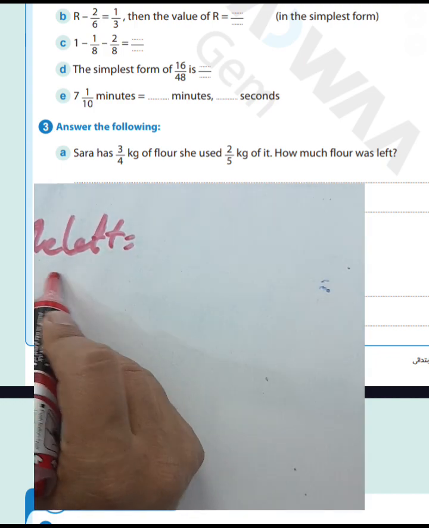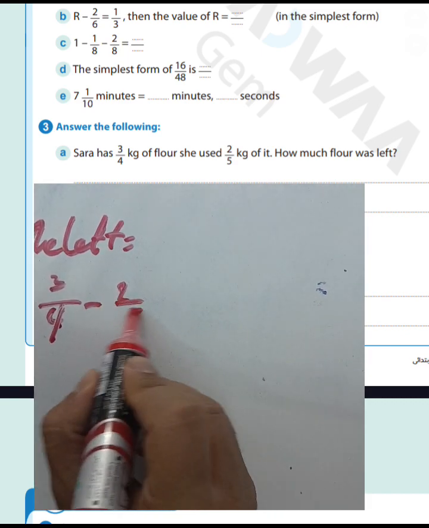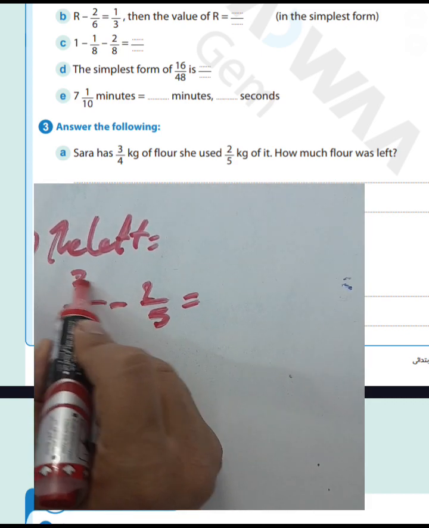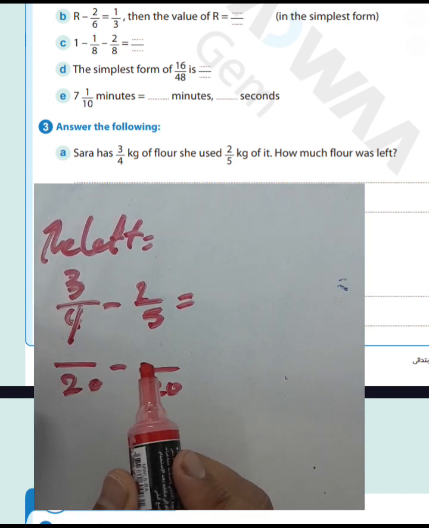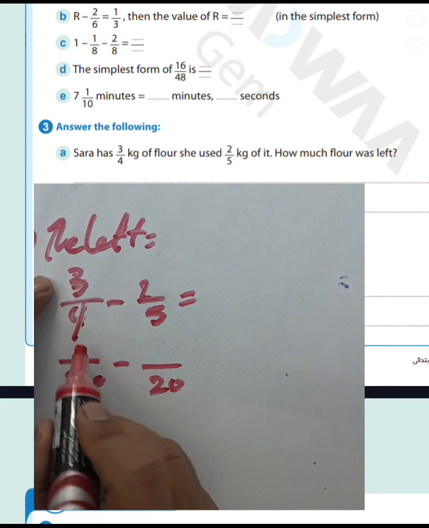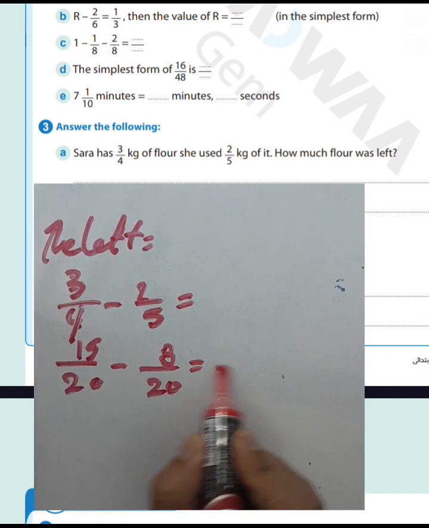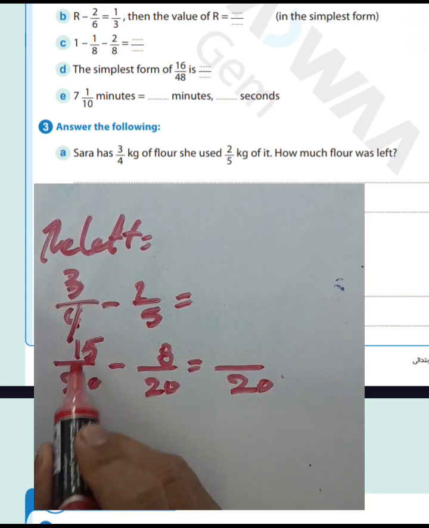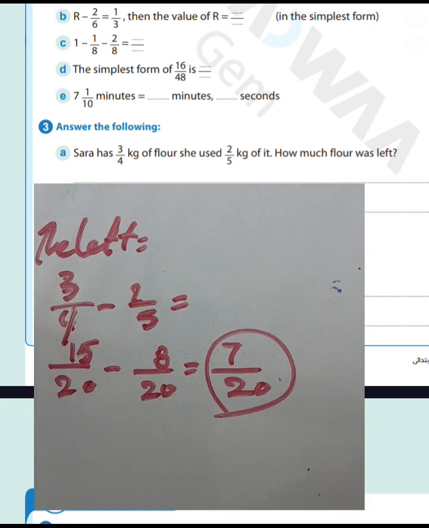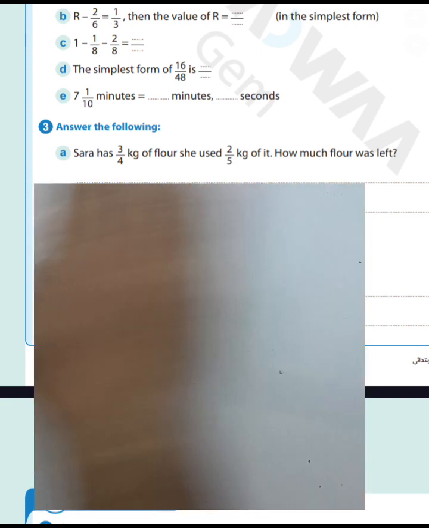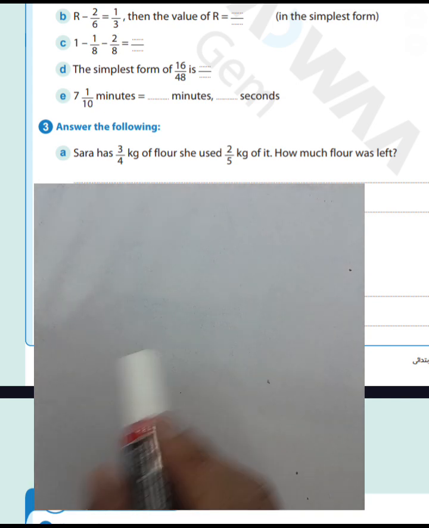She has 3/4 kilogram and she used 2/5 of it. We can write the least common multiple between them, which equals 20. 4 times 5 equals 20. 3 times 5 equals 15. 4 times 5 equals 20. 2 times 4 equals 8. And write 20 in the denominator. 15 minus 8 equals 7. Then the result will be 7/20 kilogram. Write kilogram behind it.